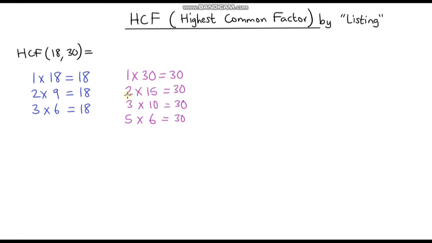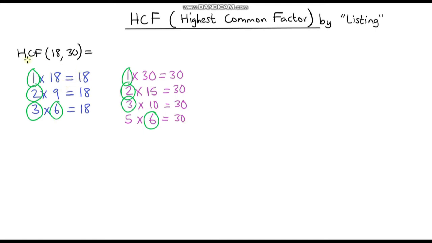Now let's look at which ones are common to both 18 and 30. So which ones appear in both lists? Well, 1 appears in both lists, and that's quite obvious because I said before 1 is a factor of any whole number. 2 is also a factor of both numbers. And 3 is also a factor of both numbers. Now 5 is a factor of 30, but it's not a factor of 18. 6 appears both times, so 6 is a factor of 18 and it's also a factor of 30. And there are no other common factors. 9 and 18 are both factors of 18, but they're not factors of 30. And 10, 15 and 30 are factors of 30, but they are not factors of 18.